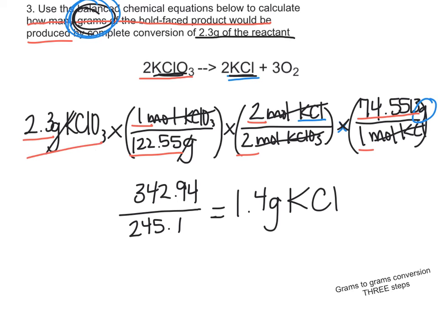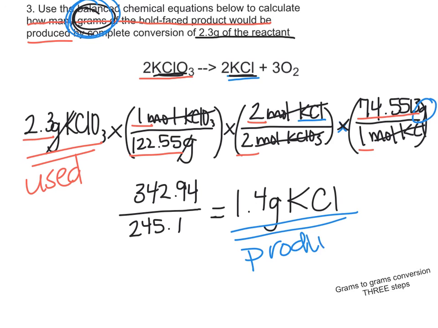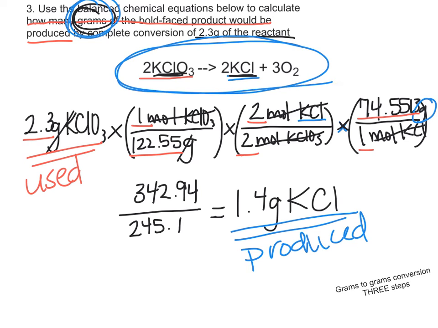Again, whatever we're starting with, this is what we used in the reaction. Whatever we're ending with, this is what was produced in the reaction. If we think of it as a recipe, we could use a certain number of eggs for my cookies, and that will give me a certain amount of cookies. So a chemical reaction is just a comparison of how much we used and how much was produced.